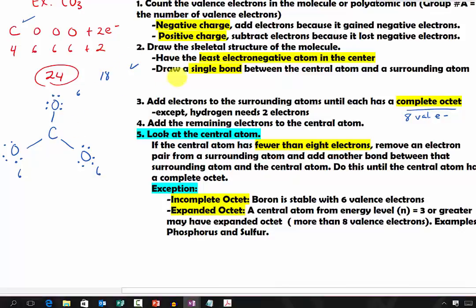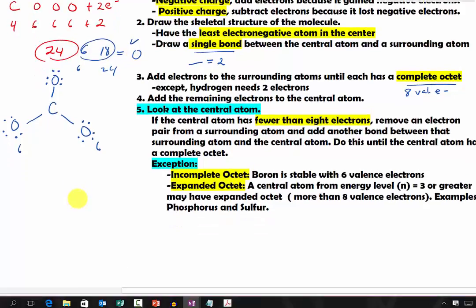And also from step 2, we drew single bonds. One single bond is equal to 2 electrons being shared by 2 atoms. So we have 2, 4, 6. So here we have 6 more. So far we have used 6 and 18. That gives us a total of 24. So now we have 0 electrons left. Then we go to step 4: add the remaining electrons to the central atom. Since we don't have any more remaining electrons, there's nothing else going to the central atom.